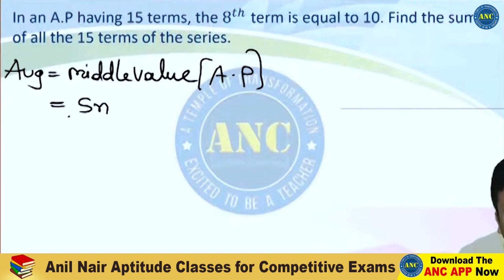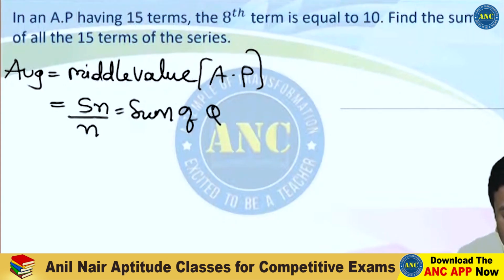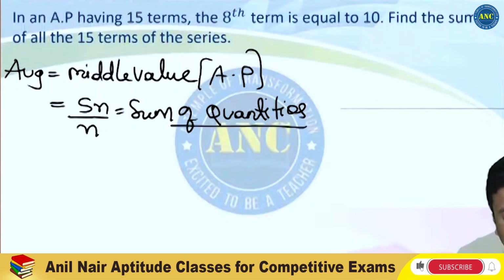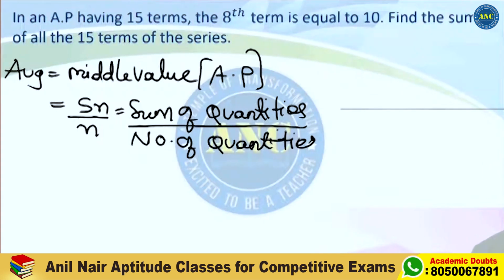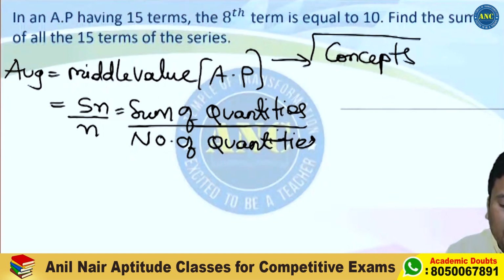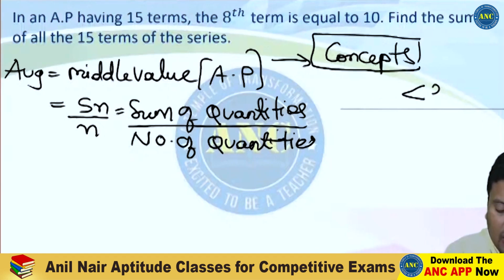It is also nothing but sum of the quantities by number of the quantities for any kind of sequence. Any sequence, whether the series is in AP or not in AP, the generic definition is sum of the quantities by number of the quantities. But in AP, it is nothing but the middle value. Only based upon these two concepts, I will solve some of the original exam questions in less than 30 seconds.